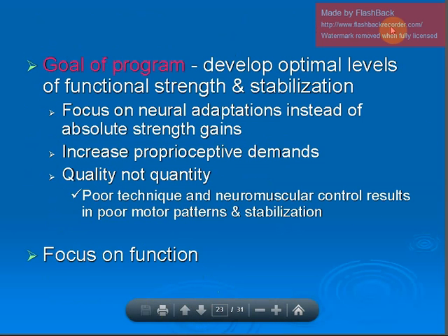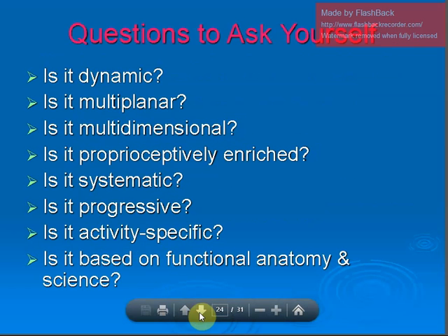The goal of the program is to develop optimal levels of functional strength and stabilization, to focus on neural adaptation instead of absolute strength gains, and to increase proprioceptive demands. We should focus on quality, not quantity. Poor technique and neuromuscular control result in poor patterns and stabilization. Focus should be on function.